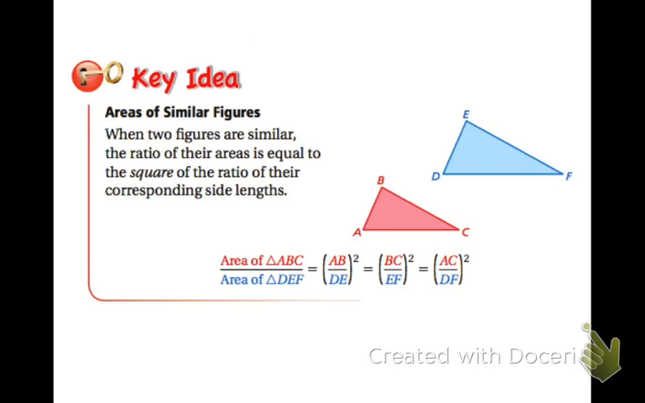So what about the areas? When two figures are similar, the ratio of their areas is equal to the square of the ratio of their corresponding side lengths. So you can see that the ratio of the area of triangle ABC to the area of triangle DEF is equal to the ratio of AB to DE and that whole quantity squared, or BC to EF and the whole quantity squared, or AC to DF and the whole quantity squared.